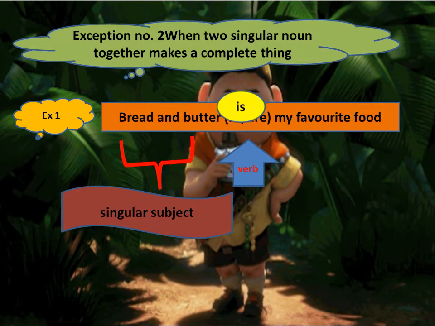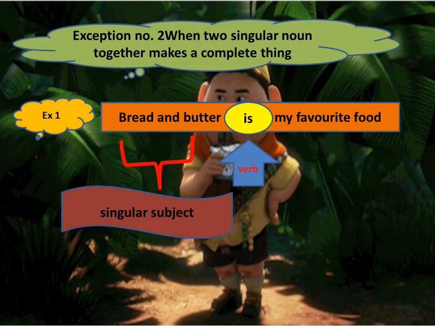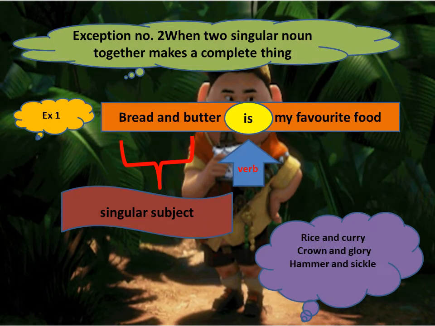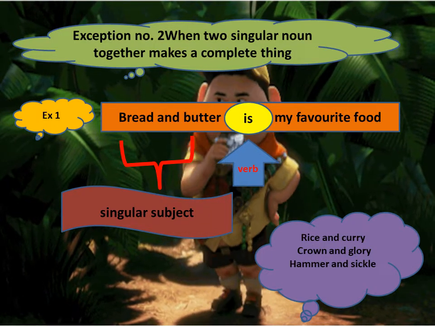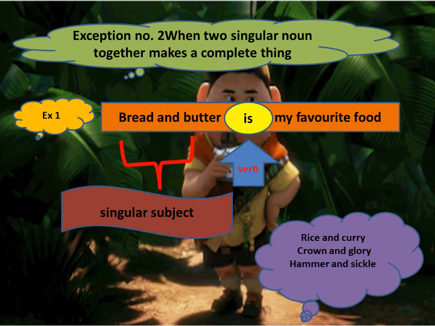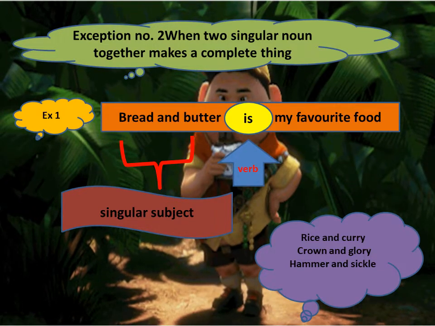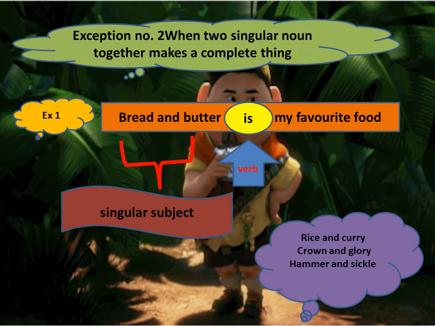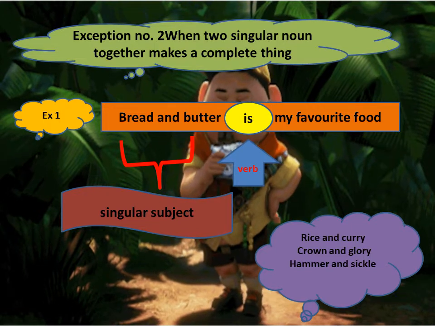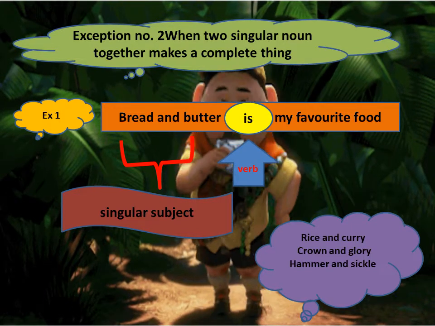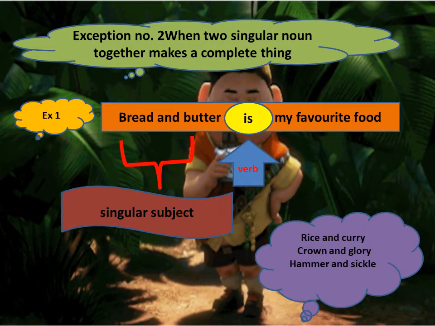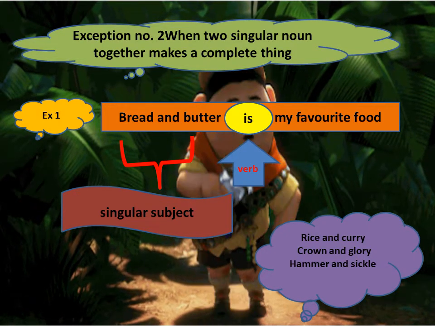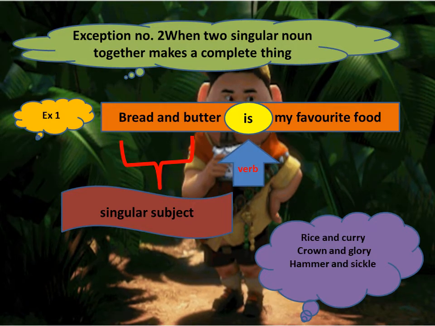For example, rice and curry. Nobody eats rice alone. We need curry along with the rice, right? There are more examples like this, like crown and glory. With crown, glory comes, fame comes, right? Hammer along with the sickle is required. Without sickle, hammer is of no use, right? And without hammer, sickle is of no use. So together they are a complete package.